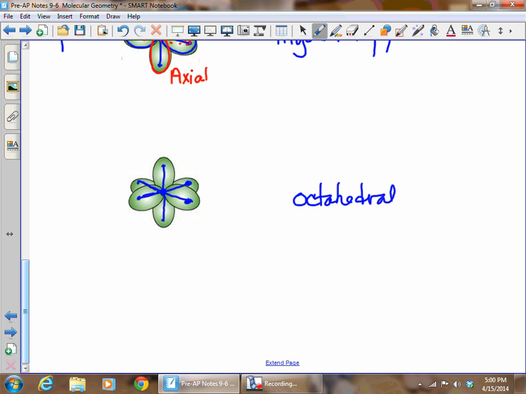Be kind of a strange creature, but kind of looks like one of those old toys like jacks that we used to play with when we were kids. But anyway, that is an octahedral position, or octahedral structure.